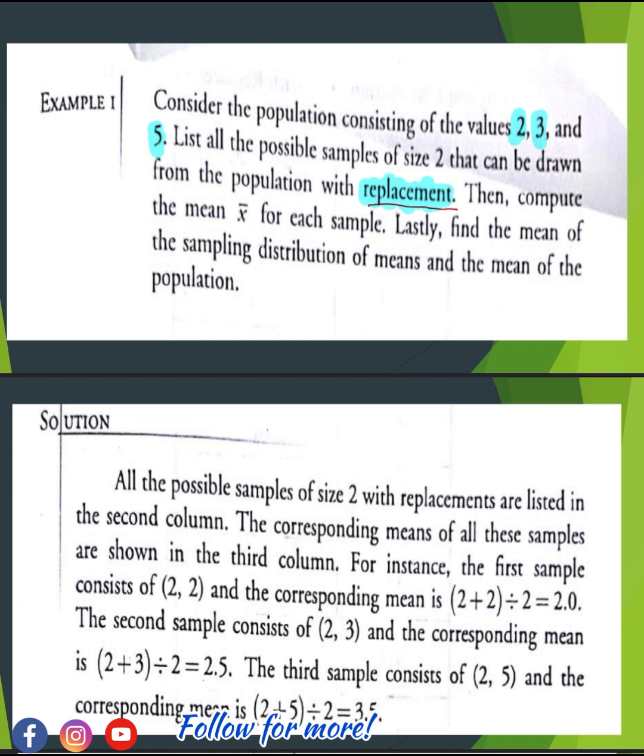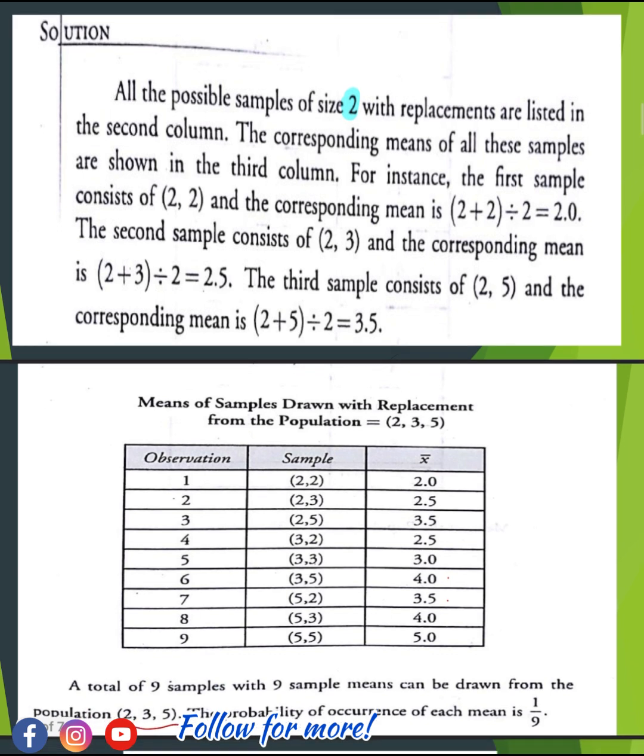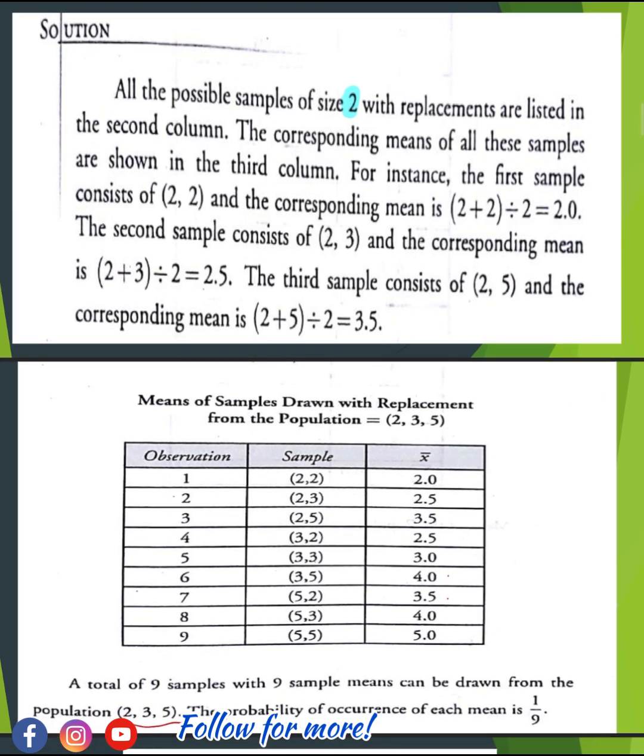Okay, for our solution, all the possible samples of size 2 with replacement are listed in the second column below. Here, these are the possible samples of size 2, with replacement. The corresponding means of all these samples are shown in the third column here.